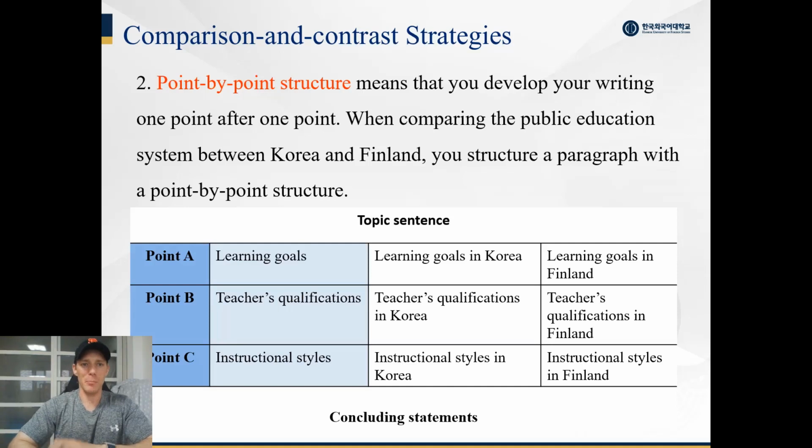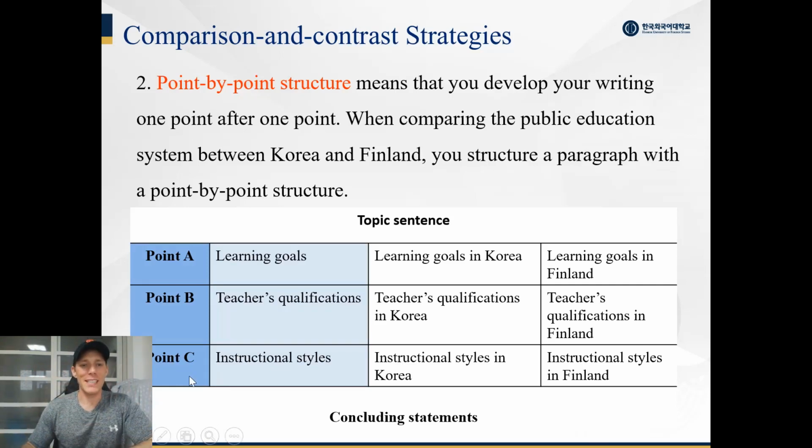Now, here we have point-by-point structure. So if you look carefully here, point A, it says learning goals. So when we have point-by-point, we say learning goals, and you compare and contrast them at the same time. So we have the learning goals in Korea compared with the learning goals in Finland. Then we have point number 2, B, teacher qualifications. So again, we compare them at the same time. So we say the teacher qualifications in Korea, and then we say the teacher qualifications in Finland. So we have them compared together.